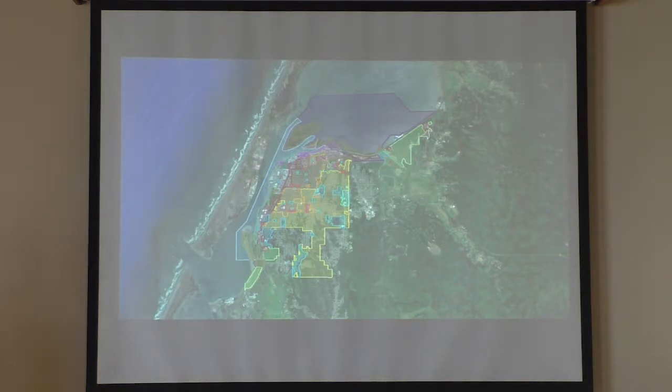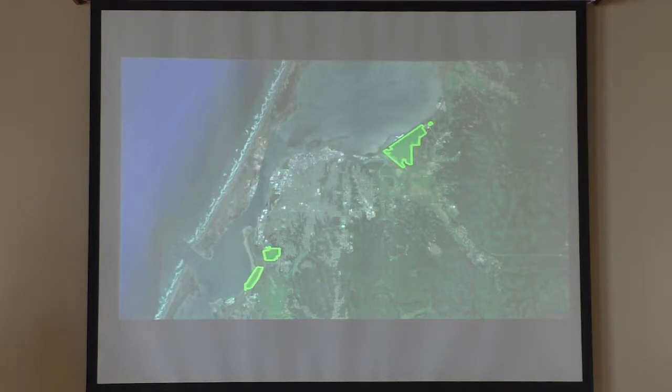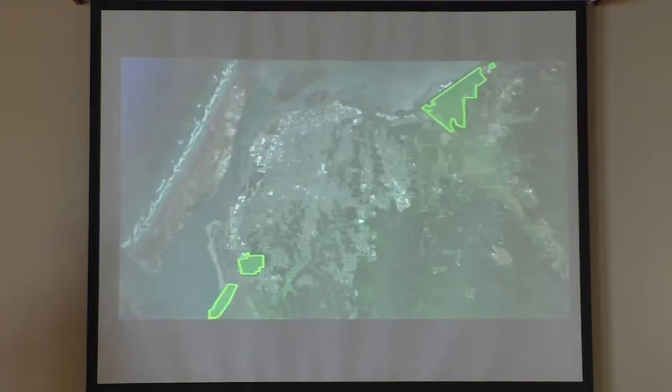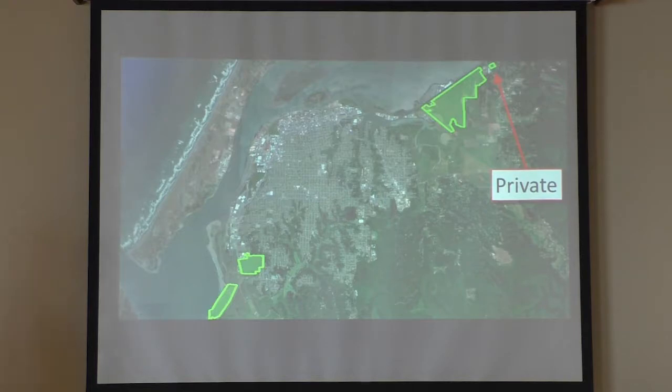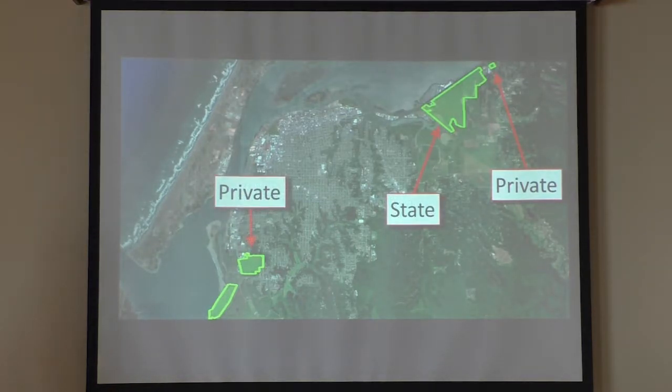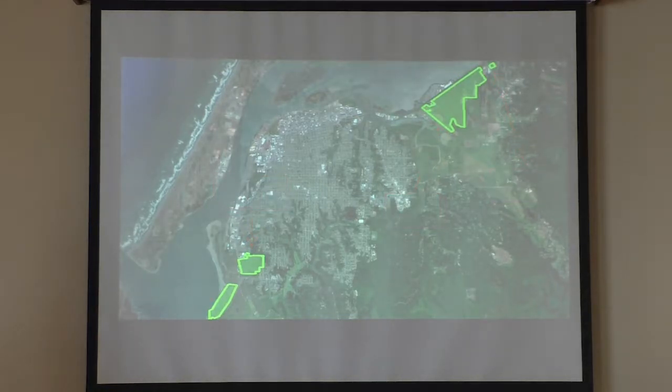So this is all of our zone districts in the city. This is highlighting what we have as ag lands. Take away everything else, that's our ag lands. Zooming in on that, this little tiny guy up here is private. All of this is owned by the state. That is private, and the city owns this. So that is the extent of ag lands in the city of Eureka.